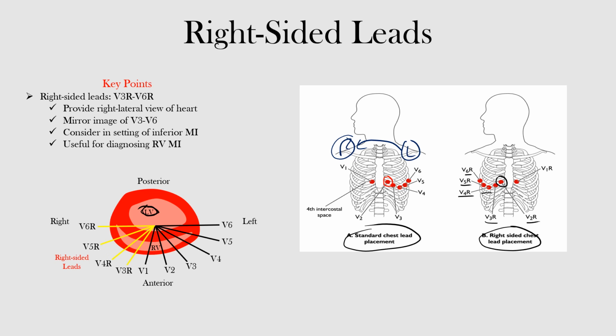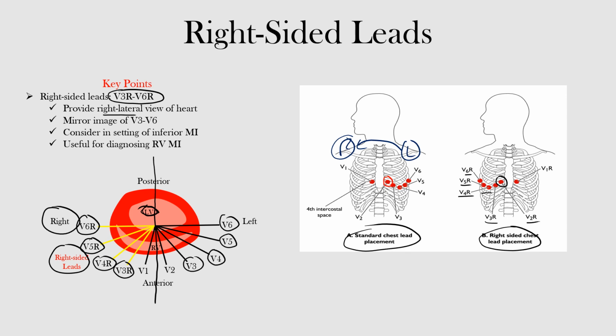Let's briefly review what we discussed before we end. These right-sided leads, V3R up until V6R, provide a right lateral view of the heart. Here's our right side, and we're getting a right picture of the heart. They're a mirror image. Imagine we cut this in the mirror. So here's V6R, here's V6, V5R, V5, V4R, V4, V3R, V3, and this would be V2R, and this would be V1R. Imagine we're just cutting things and putting them directly on the right side now.